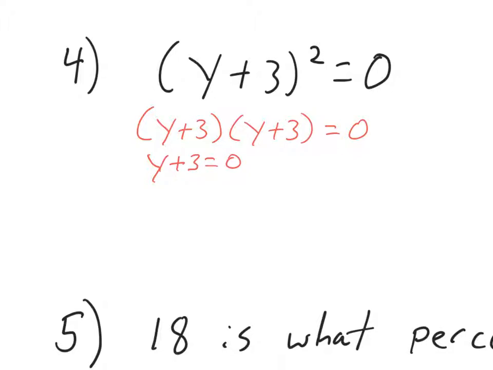For this one, I only have to do 1 because they're both the same. So we're going to do y plus 3 equals 0. I'm going to subtract 3 from both sides, and I'll get y is equal to negative 3. We don't have to write it twice because it's just one answer on that one.